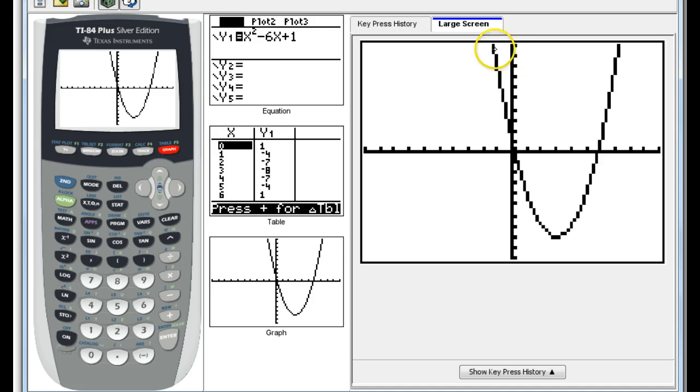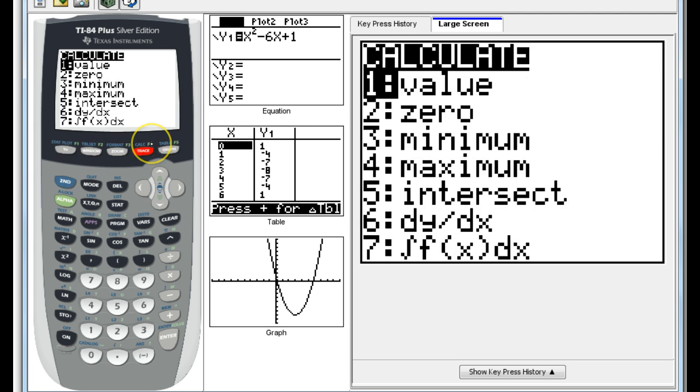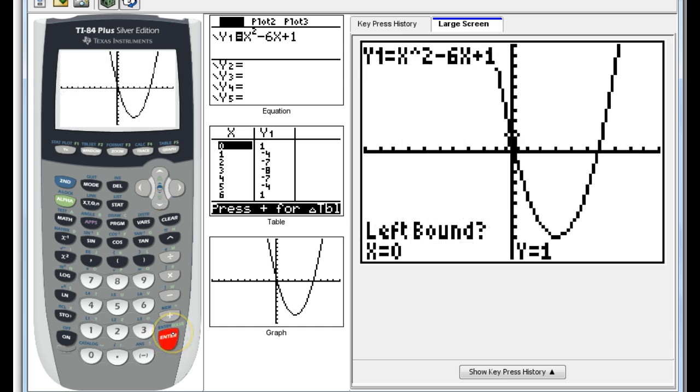Alright, as you can see, the parabola is opening upwards because the first number, our a, was a positive 1, so it should open up. Okay, so now let's think about our vertex. We are trying to find the vertex, which is here. You have to think, is this the highest point or the lowest point? This is the lowest point, so we're going to find the minimum. Minimum means lowest. So anytime we're finding something, second calc, and now we're finding the minimum. So go down to 3 and hit enter.